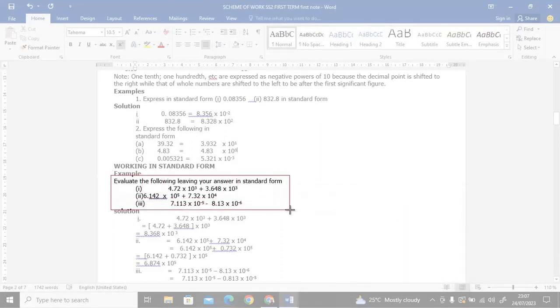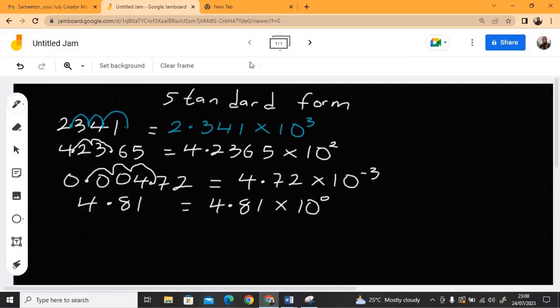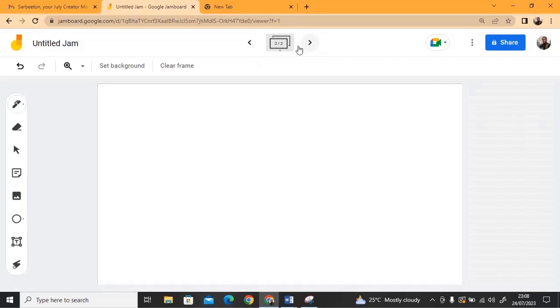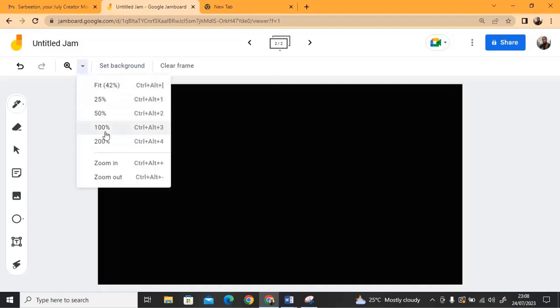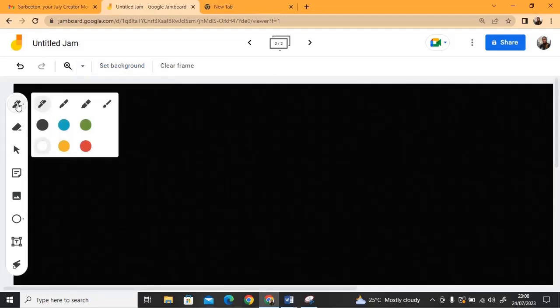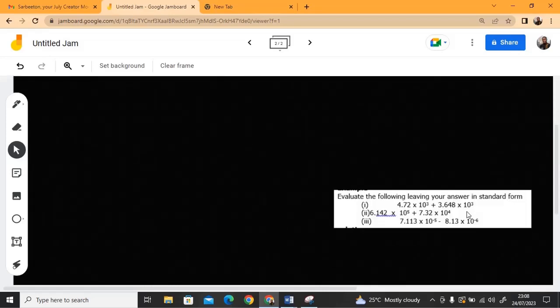They have to make it in standard form. This is addition and subtraction in standard form. It's common, you always see something like this. You may see it in your exams. Let me move to the next page. Let me set the background, then make it more bold so that you can see it clearly, then change my marker to white. Now, this is the question I want us to solve together.